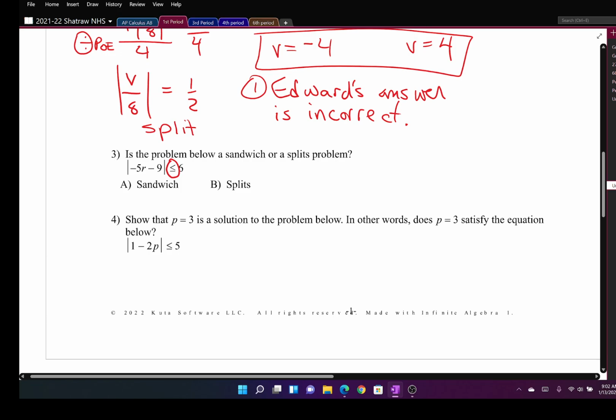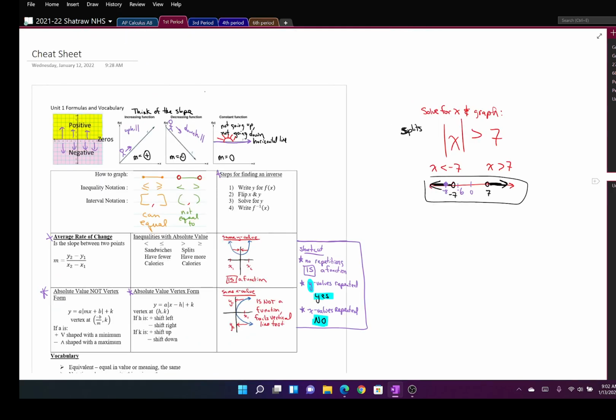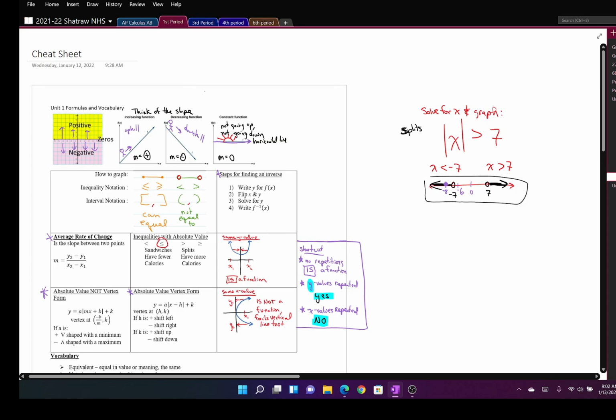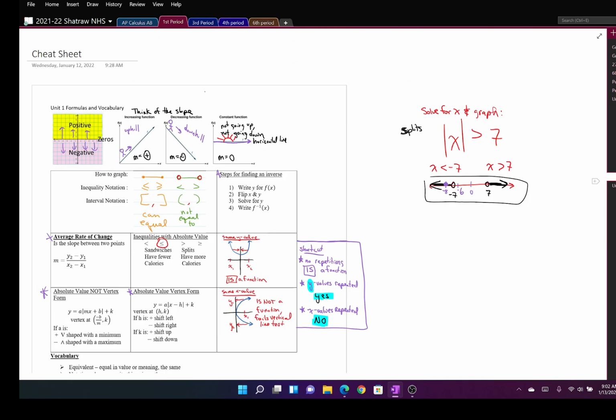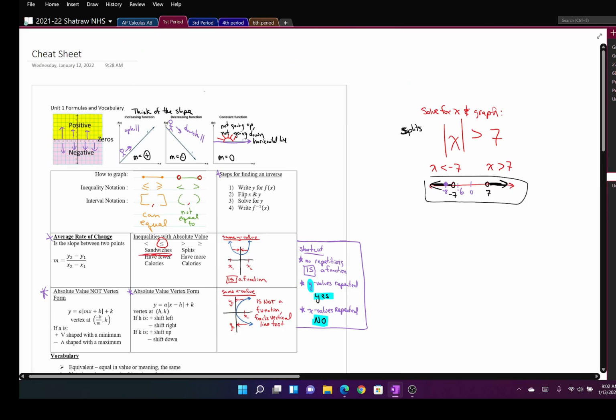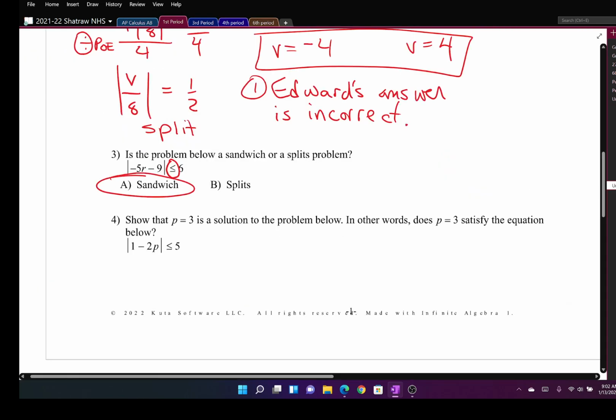I'm looking at my cheat sheet, and it says if I have that symbol right there, is that the right symbol? Let me look at it one more time. Yep, that's the right symbol. That's definitely the right symbol. That means I have a sandwich. Therefore, this is a give me my points kind of problem. It's a 1-point problem. You get 1 point for answering it correctly.